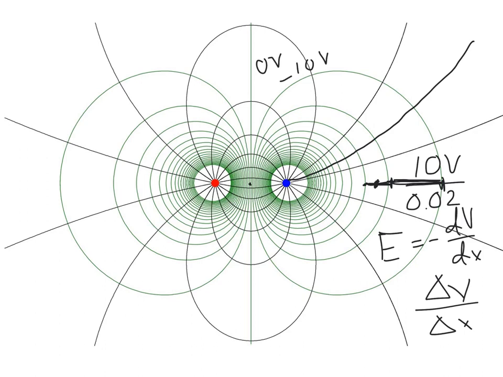So one way to evaluate the value of an electric field is by looking at the equipotential lines. Where they are tightly spaced, delta V over delta x is big. Where they are loosely spaced, such as out here, then your electric field is much weaker because the rate of change in potential is much smaller.